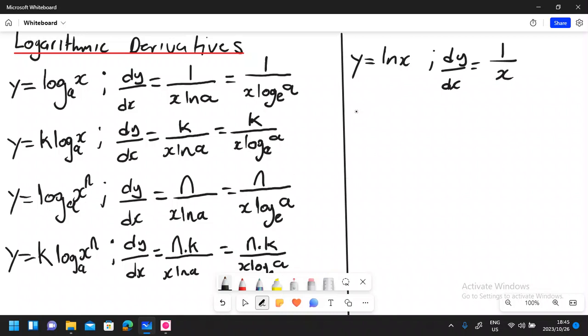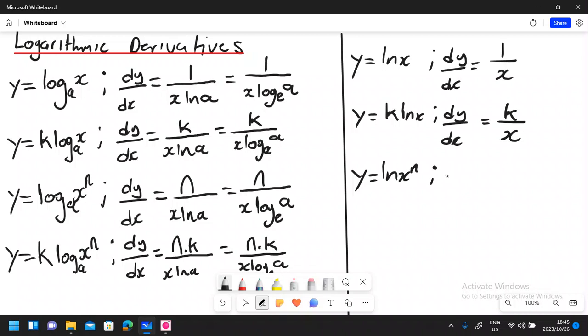Whenever you have y equal to natural log x, then it's gonna be like that, right? All right, so let's continue. What about when you have y, and then we have the coefficient, which is k now, and then we have natural log, then we have x? How are you gonna do this one? Again, here the dy/dx is gonna be k, and then over x. You guys see? Simple, simple. Would you agree? And then what about when we have y, and then we have natural log, and then we have x to the power of n? How are you gonna do this one, right?